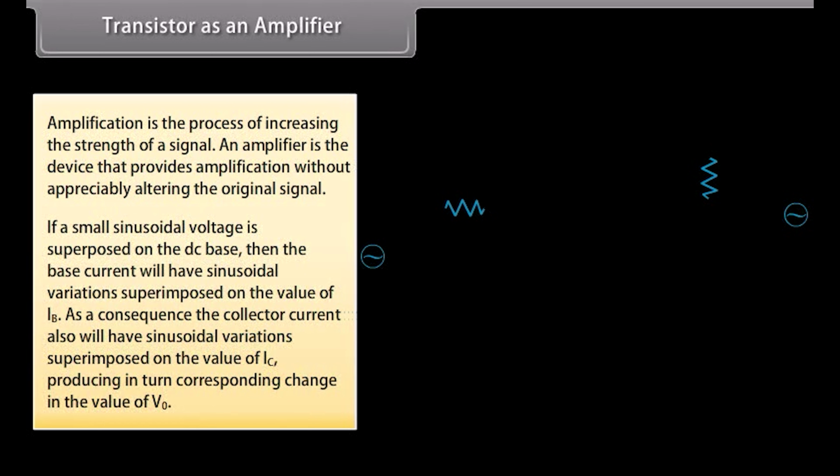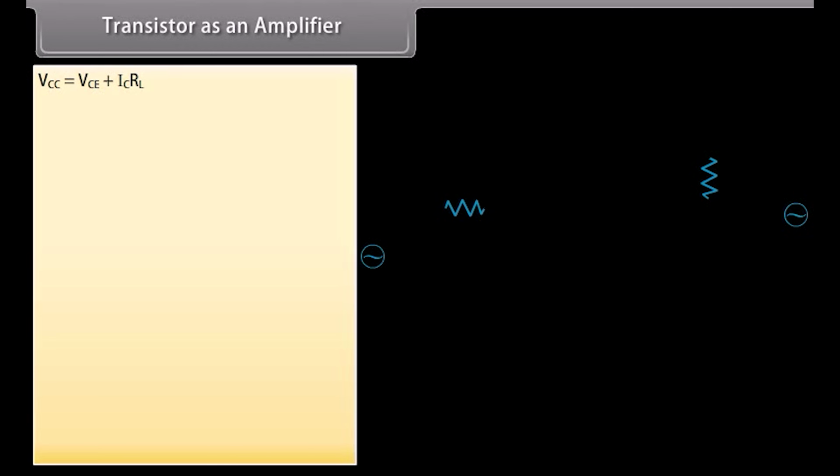If a small sinusoidal voltage is superposed on the DC base voltage, then the base current will have sinusoidal variations superimposed on the value of IB. As a consequence, the collector current also will have sinusoidal variations superimposed on the value of IC, producing in turn a corresponding change in the value of V0. VCC is equal to VCE plus ICRL. Vi is equal to delta IB multiplied by RB plus Ri.